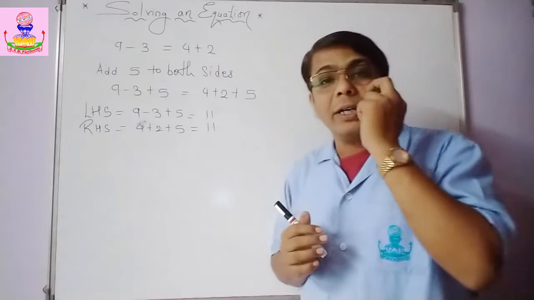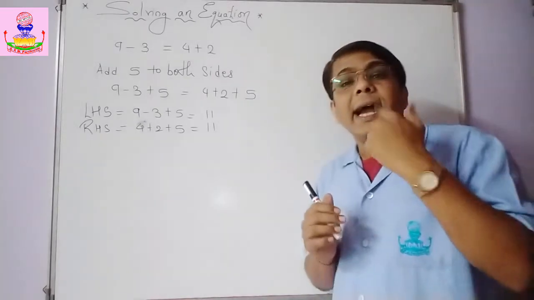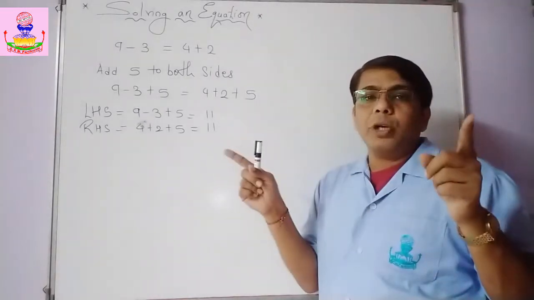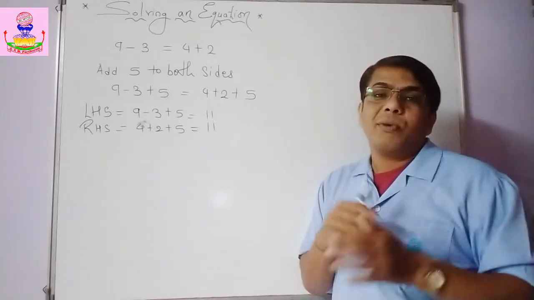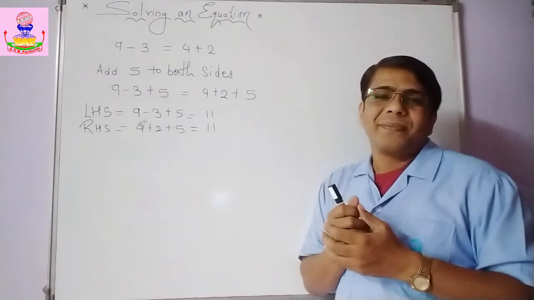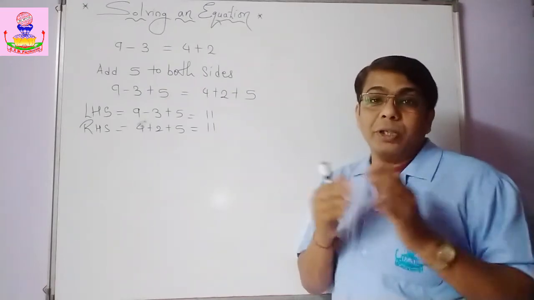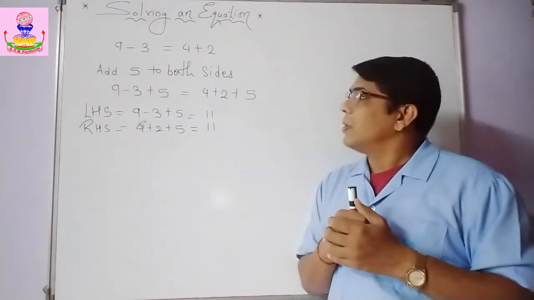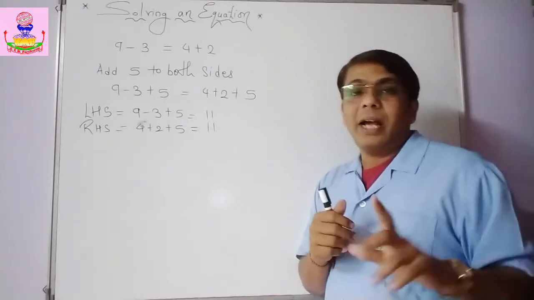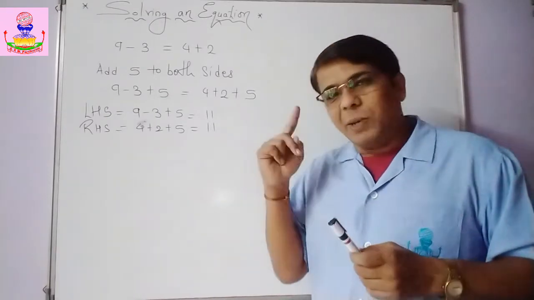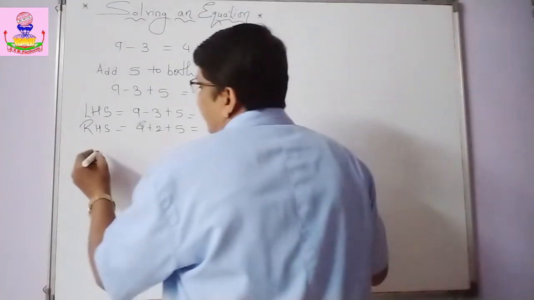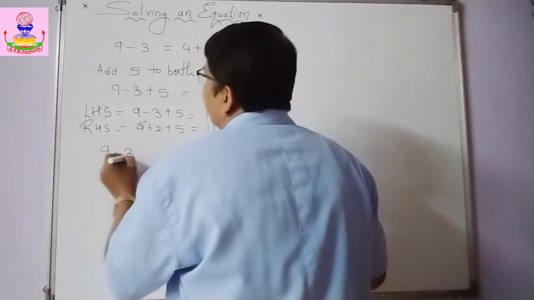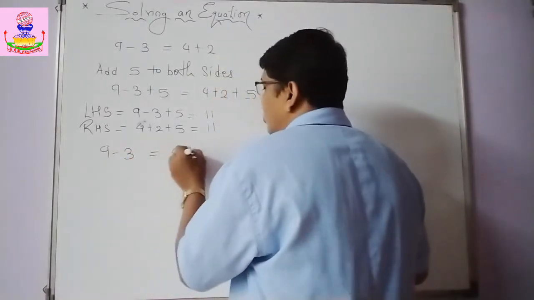There is no change when I add 5 to both sides at a time. So if you add the same number on both sides of an equality, equality holds. Holds means it comes true. Okay, now let us do another operation. This is the first operation, addition. Now let us go for the next operation. Again we will consider the same equality, 9 minus 3 equals 4 plus 2.